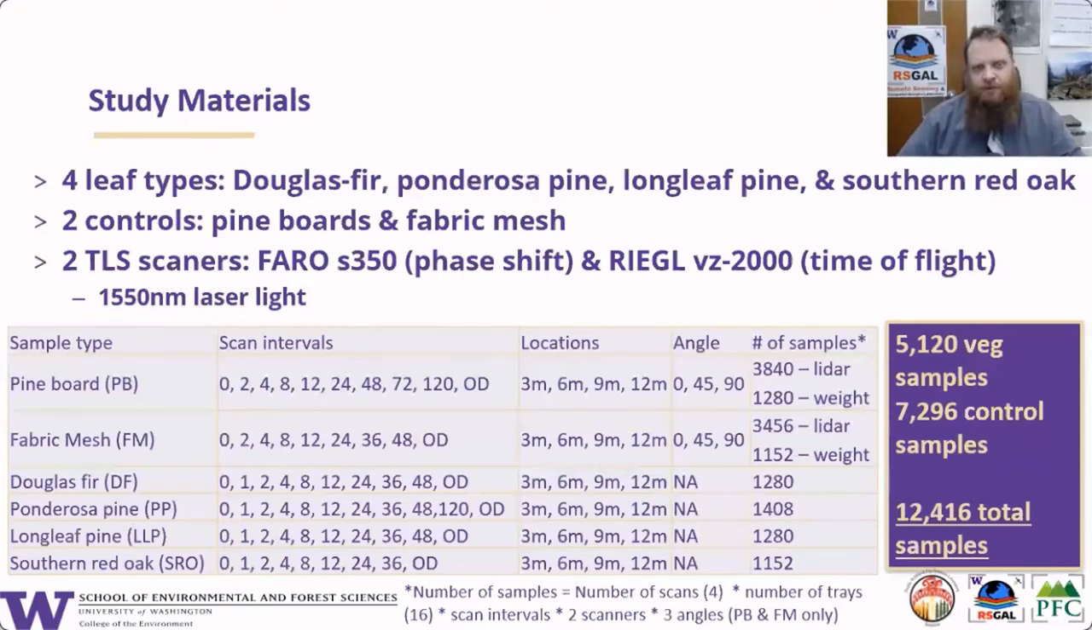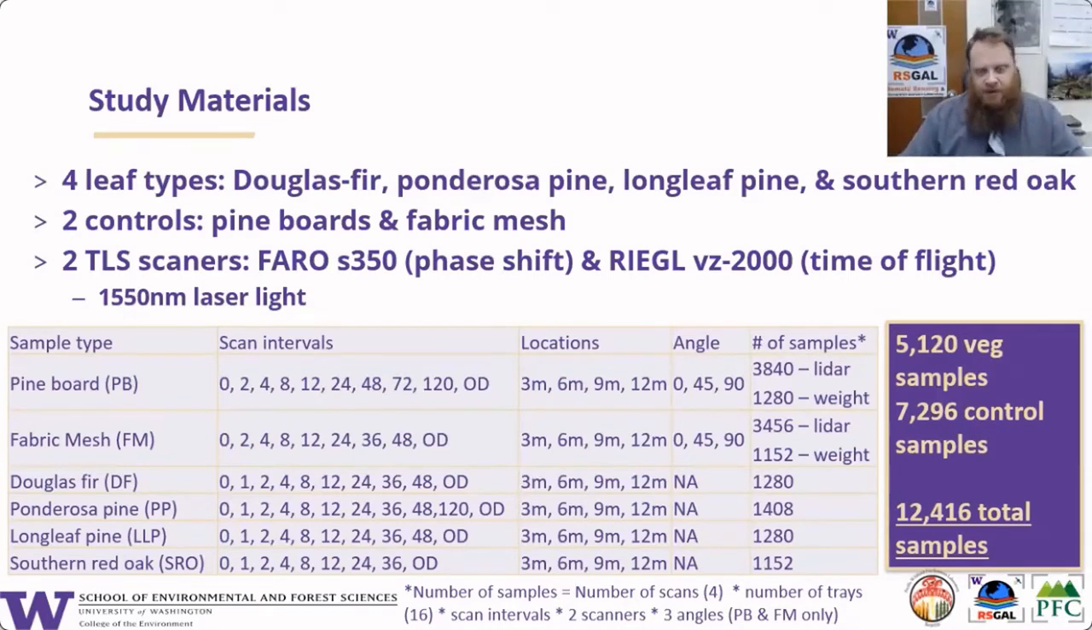southern red oak. We also introduced 2 controls in here that were untreated cut pine boards and fabric mesh, because we wanted to be able to tilt the samples relative to the scanner to see the impact of angle. And we couldn't effectively, of course, be tilting trays full of leaf material.